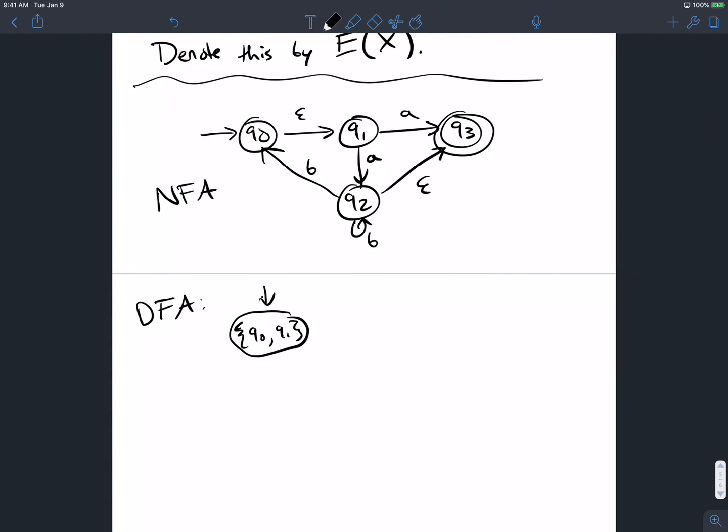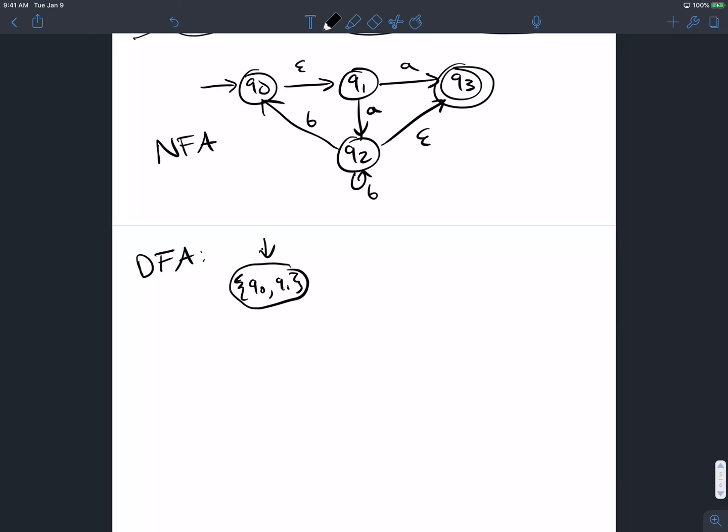Can I zoom out? Yes, I can. Cool. So let's just say the characters in the alphabet are A and B. So where can I go from Q0, Q1? Let's make it simple. On B. Where can I go on B?